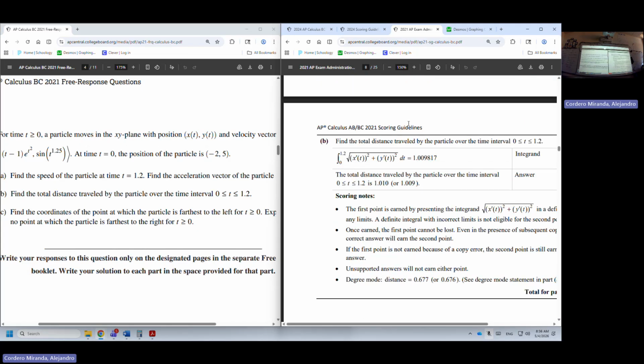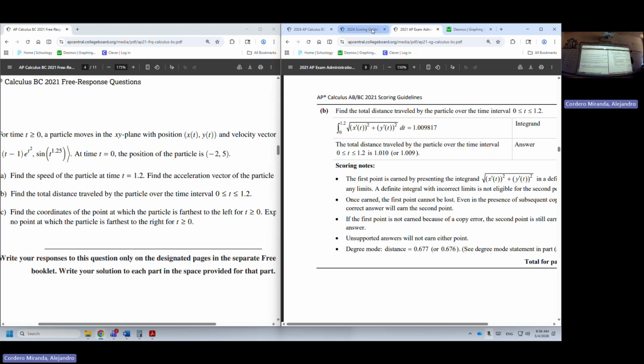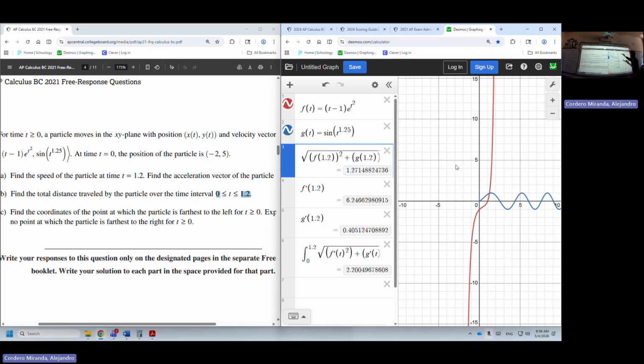Anyway, part B says find the total distance traveled by the particle. This is another hint if you're not super confident on the test: they say find the total distance over some time interval. That should be a hint that you're not just plugging in a number, but rather taking an integral, since they gave you an interval that you're interested in. So you should have taken the integral from 0 to 1.2 of your f and g.